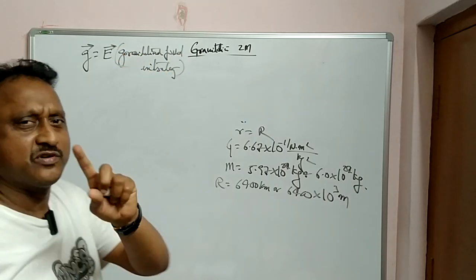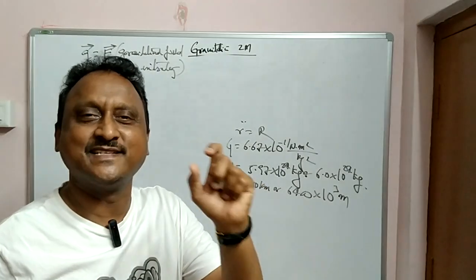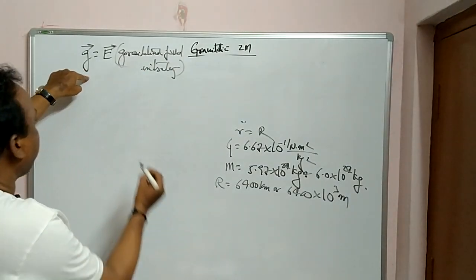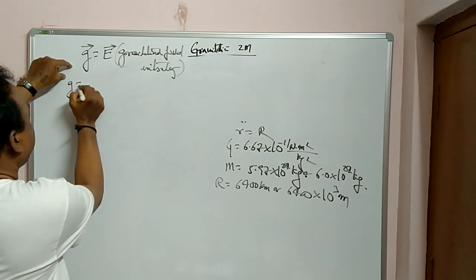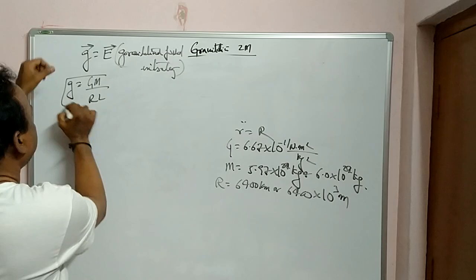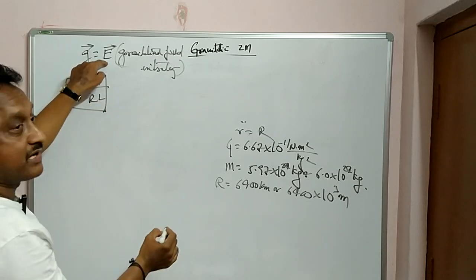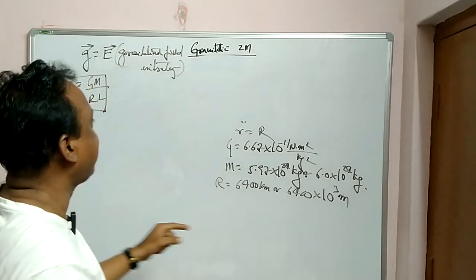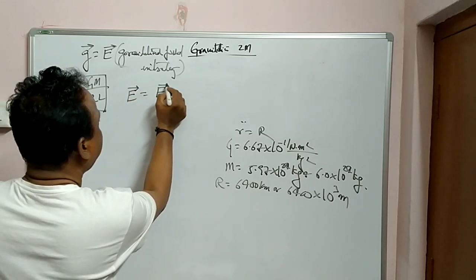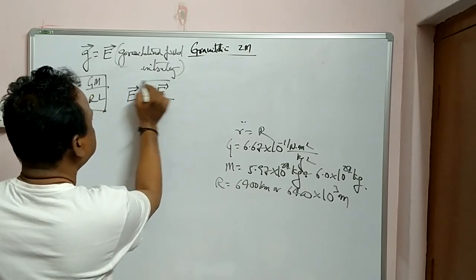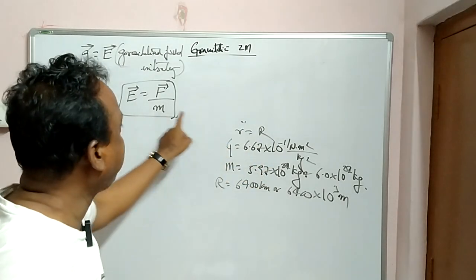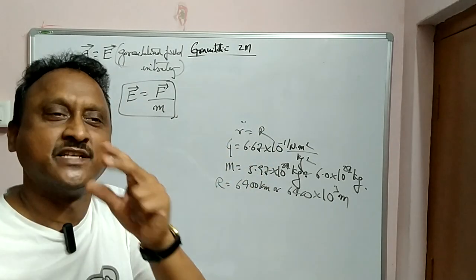Just like in your electrostatics, electric field intensity E bar is also a vector. So what is this gravitational field? We already studied that g, or intensity, is GM by r square. So the other name is gravitational field intensity. This vector E bar is also given by F bar by m. So it is the force acting on a unit mass placed in a gravitational field.